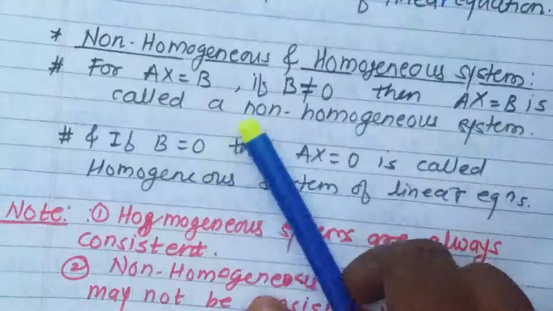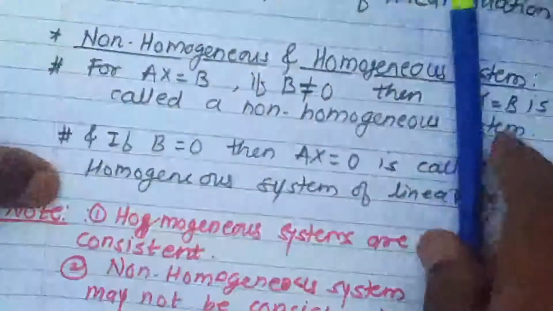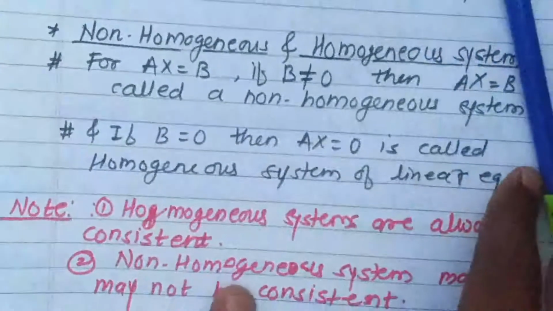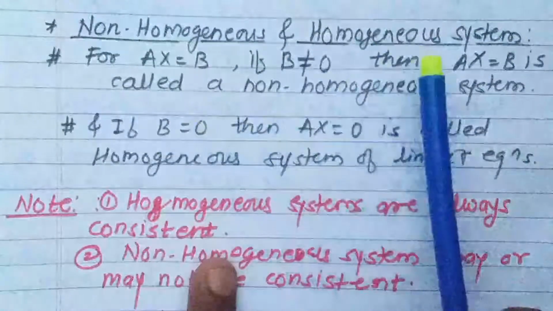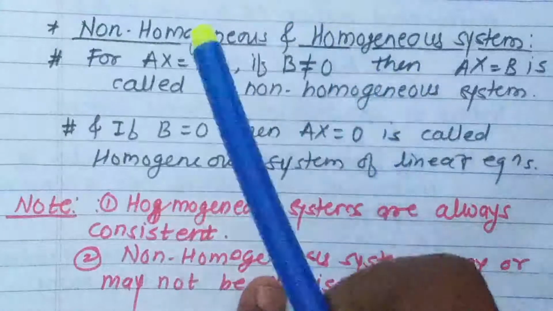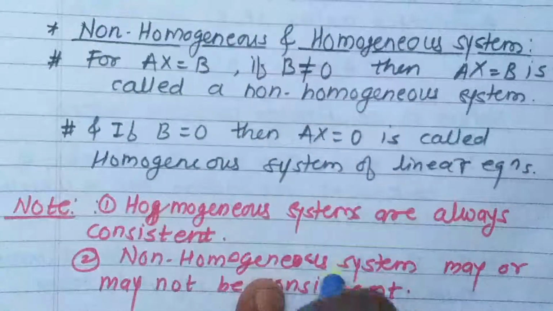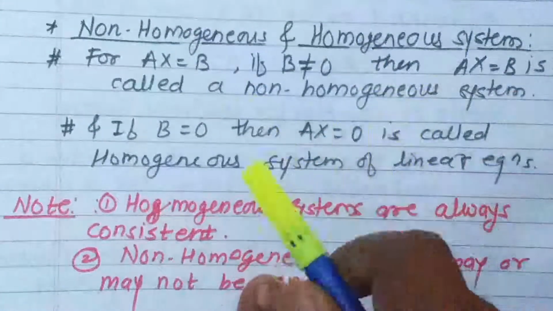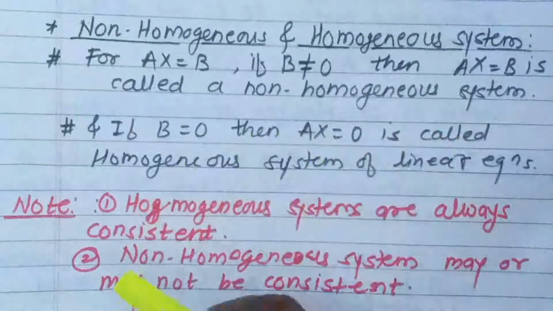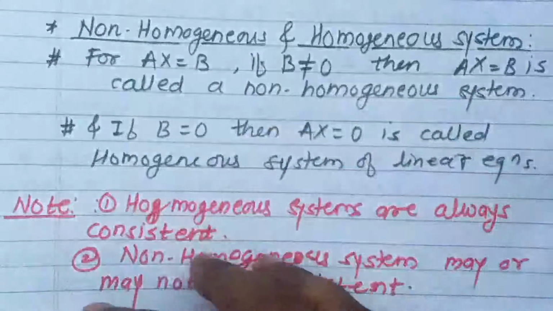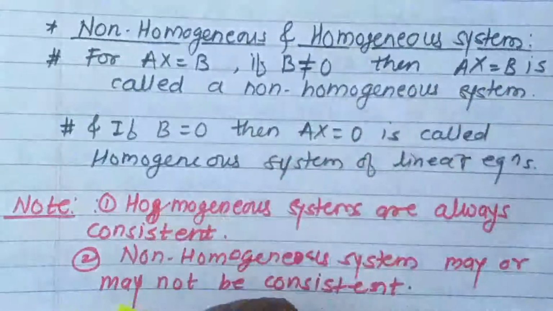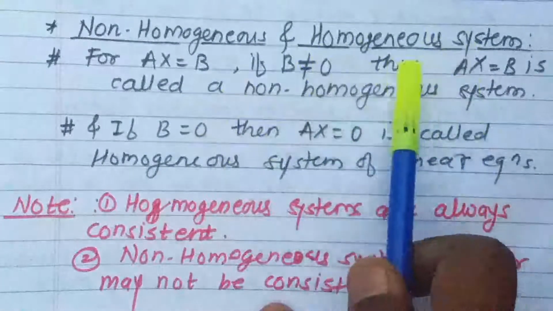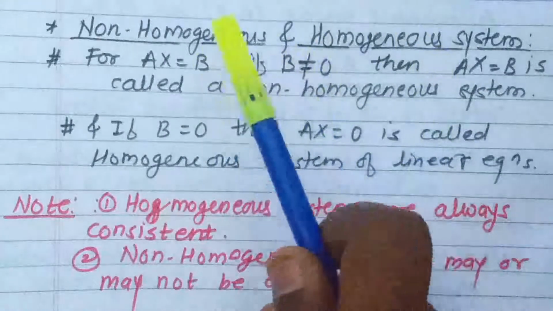So this is the difference between homogeneous and non-homogeneous systems. We are going to have examples on both types of system, and you need to first understand whether the given system is homogeneous or non-homogeneous. Only then can you apply the methods of solving the systems. There are separate methods for homogeneous and non-homogeneous systems.